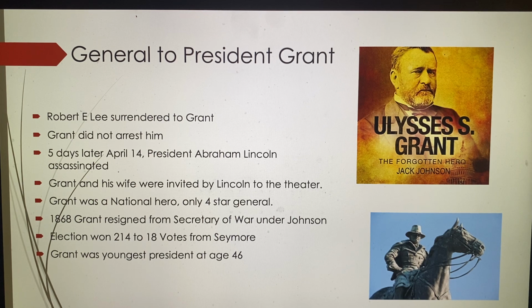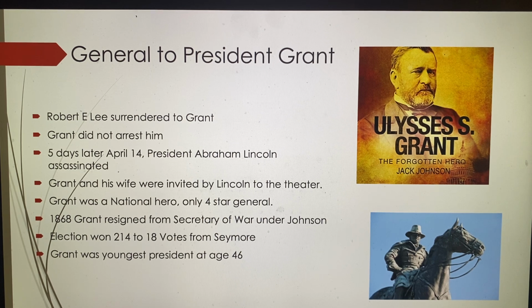Now later on, Grant says, I wish I would have been there. I would have been able to protect President Lincoln. Grant really, really looked up to President Abraham Lincoln. And of course, this was one of the saddest days in our history, to see a president like Lincoln assassinated. But it was just a tidbit there that Grant was supposed to be there. And he wasn't there. His wife didn't really want to be there. So anyway, Grant was a national hero. He was our only 4-star general. So Grant, think of only 4-star general. He was a national hero.